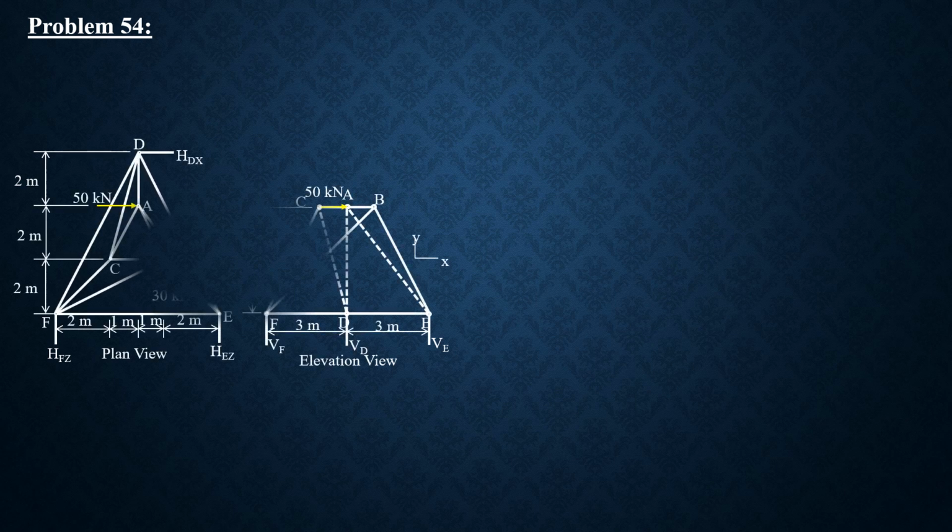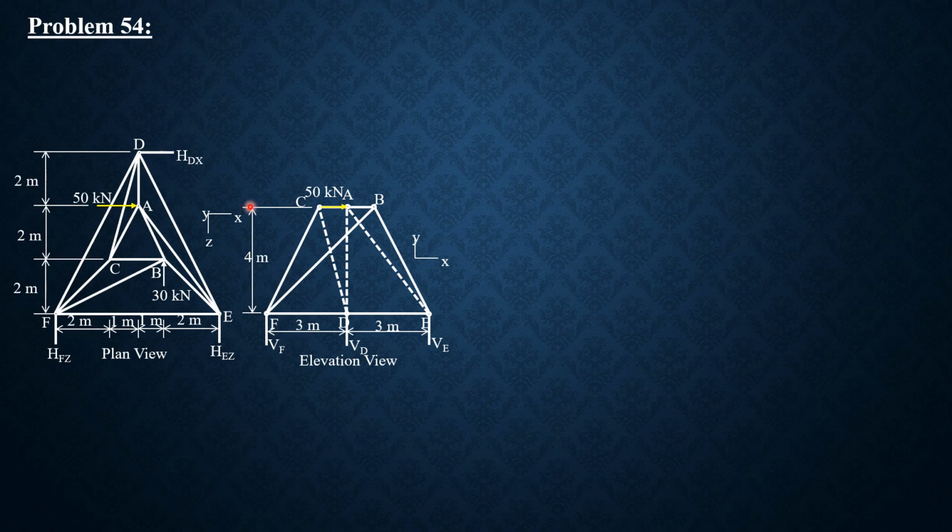Okay, let's have the solution to problem 54 on space truss. So this is the plan view or the top view, then this is the elevation view. Take note that the distance between ABC and the lower EDF is 4 meters. So the X direction is right, Y direction is upward, and the Z direction is forward.